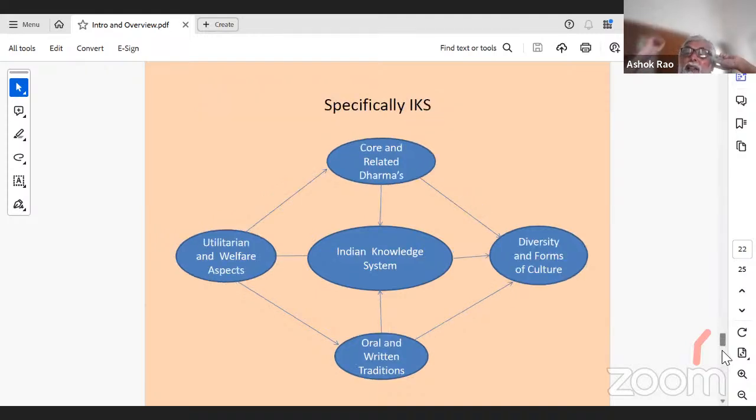Specifically, the Indian knowledge system, culture, core and related dharma. As I mentioned, dharma and karma are the two rungs of the Indian knowledge, Indian life. One rung is dharma, the other is karma, and the rungs connecting dharma and karma is our life. Okay. So core and related dharmic values, as one calls.